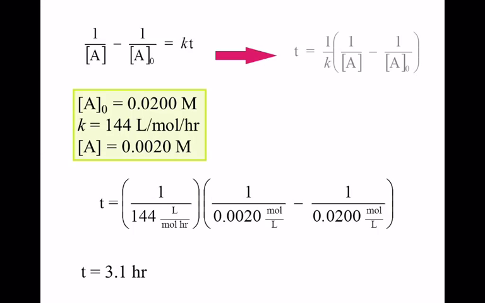Now this is on my calculator, where I would play around with the 1 over x key. I think you hit the 1 over x key and then do 144 times the quantity 1 over 0.0020 minus 1 over 0.0200, end quantity. And I think that would do it for you.